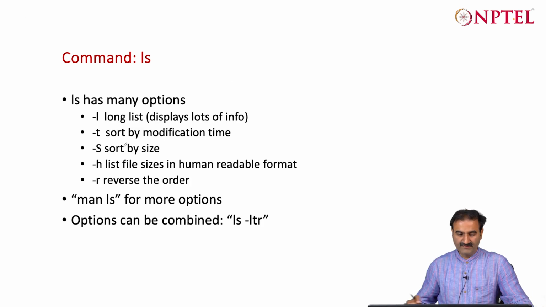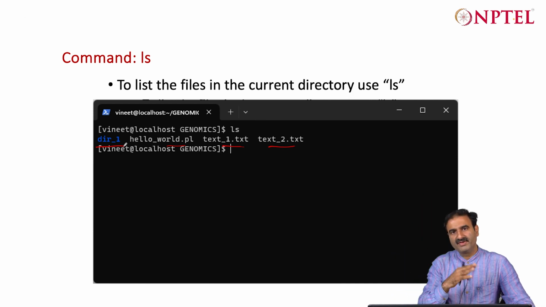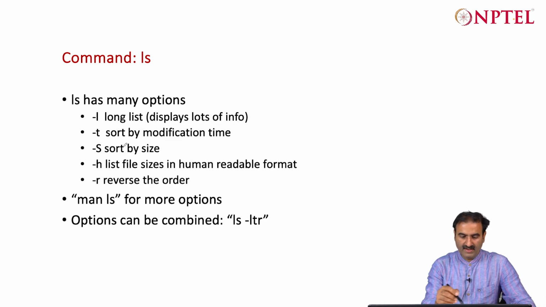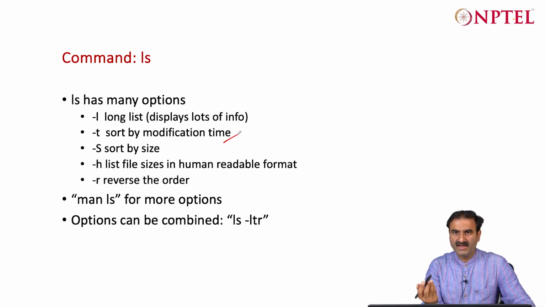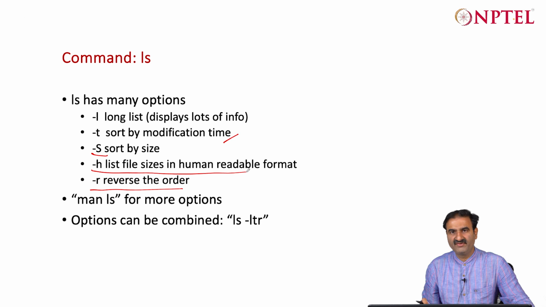So ls is for listing, and ls has many options. For example, ls -l will give you the list in vertical form, as if the list was 1 2 3 4 in horizontal, along with other information about the file size, date of modification, etc. For sorting by when the file was last modified, use -t. -S sorts the files you are seeing in the directory by size, smaller and larger ones. -r reverses the order of the sorting, and -h lists the files in human readable format.